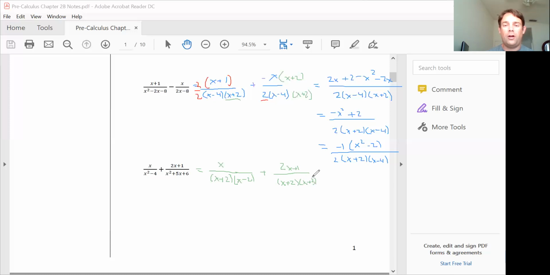Got to find whatever common factor is missing here. So let's see, I'm missing an x plus 3, so I'm going to multiply top and bottom by x plus 3. So again, what we're really multiplying by is 1, just getting a common factor. And on this one, I'm missing that x minus 2. So I'm going to multiply top and bottom here by x minus 2.